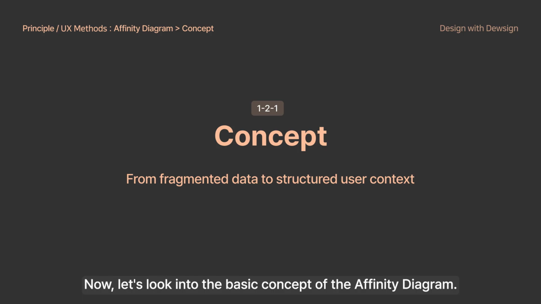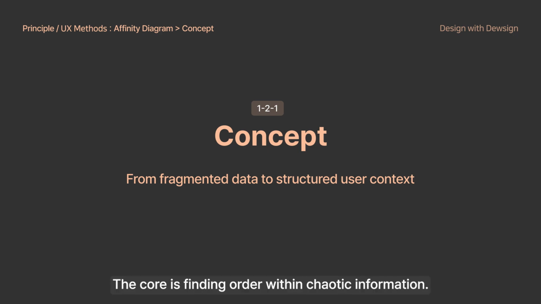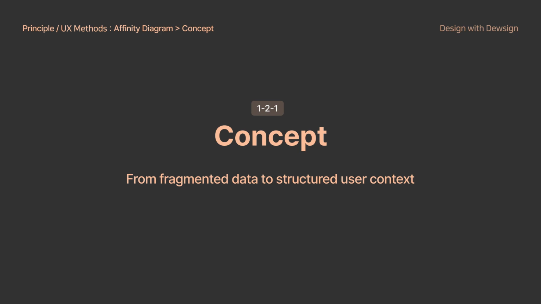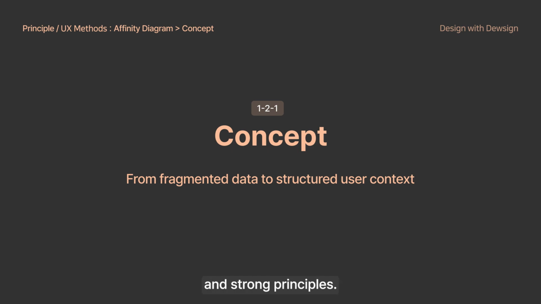Now, let's look into the basic concept of the affinity diagram. I will explain what it is and why it is vital for our design system. The core is finding order within chaotic information. We will see how sticky notes become meaningful groups and strong principles. It is simple, so let's get started.